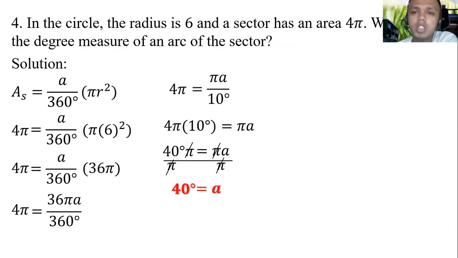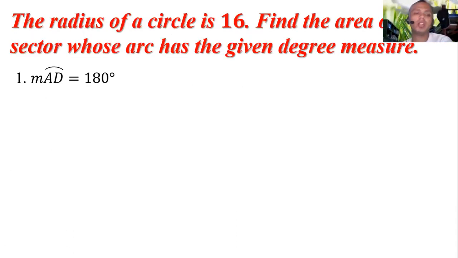So that's it. Let us have an exercise. The radius of a circle is 16. Find the area of each sector whose arc has the given degree measure. Given that the radius is 16, for number 1, the measure of the arc is 180 degrees.